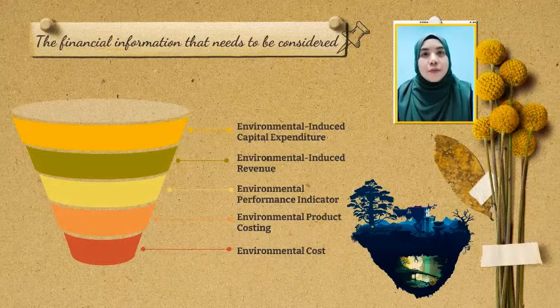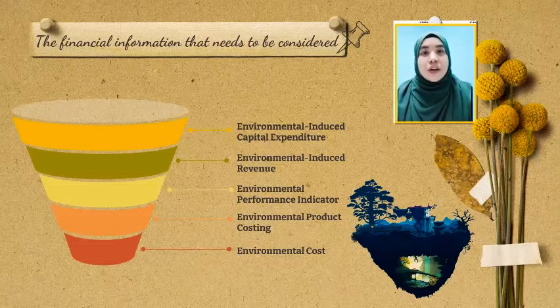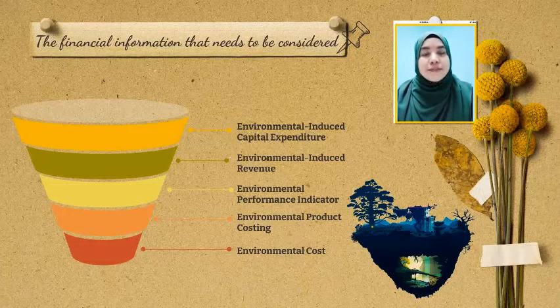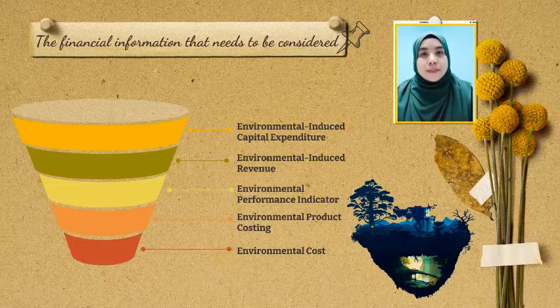The financial information that needs to be considered. First, environmental costs. Costs incurred to prevent, monitor, or report the environmental effect, also the cost of non-compliance with environmental regulation. Second, the environmental product costing. It involves tracing the direct or indirect environmental costs to the product, for example, a permit or fees. Third, the environmental performance indicator. It is used to set the target and monitor the environmental costs that may be incurred by the company.